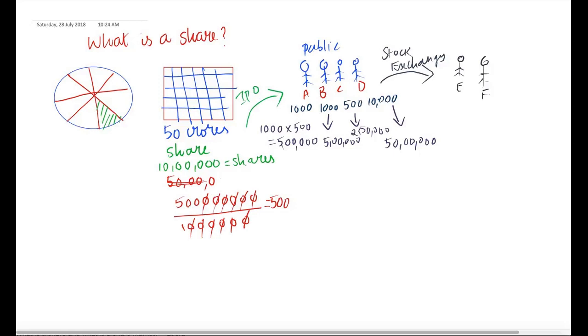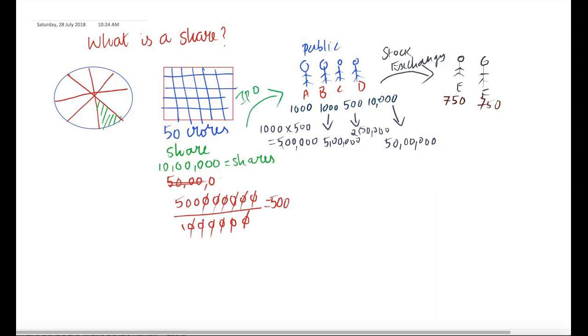So E and F are very eager to buy shares of this company, because the company has released a product which has good acceptance by the people. So E is okay to buy this share for 750 rupees, and F is also okay to buy at 750 rupees.